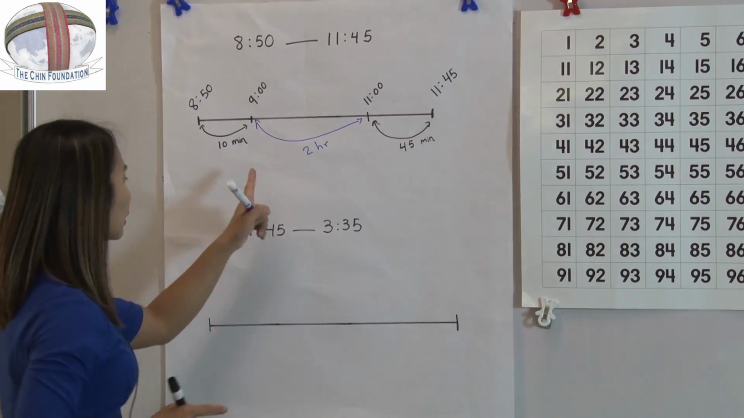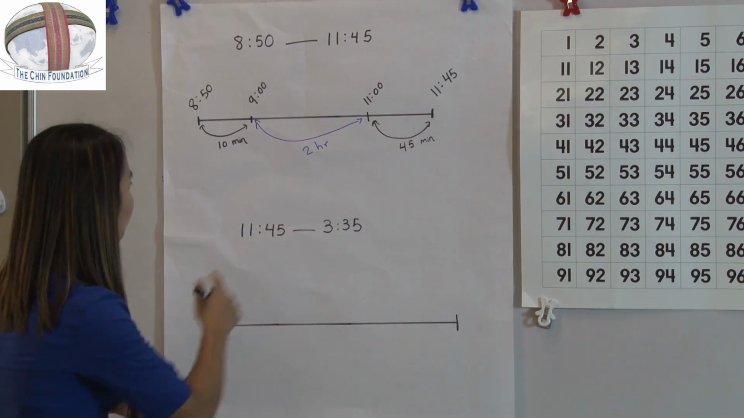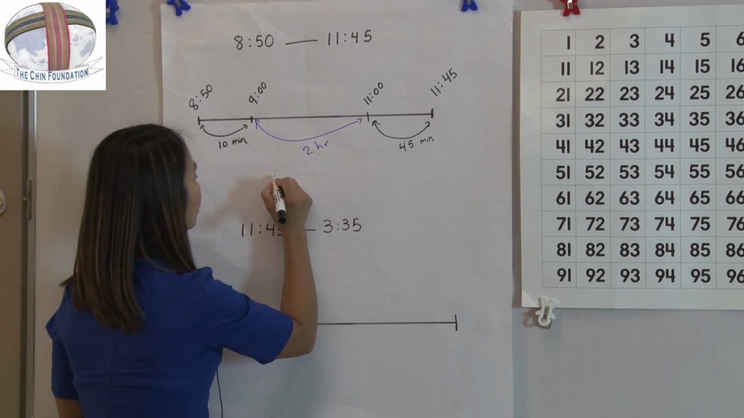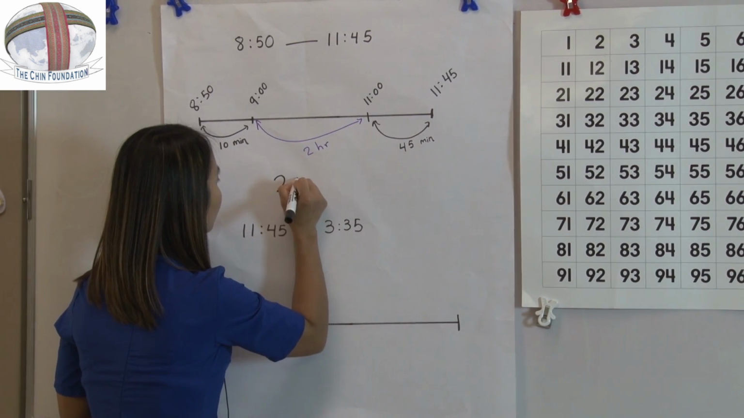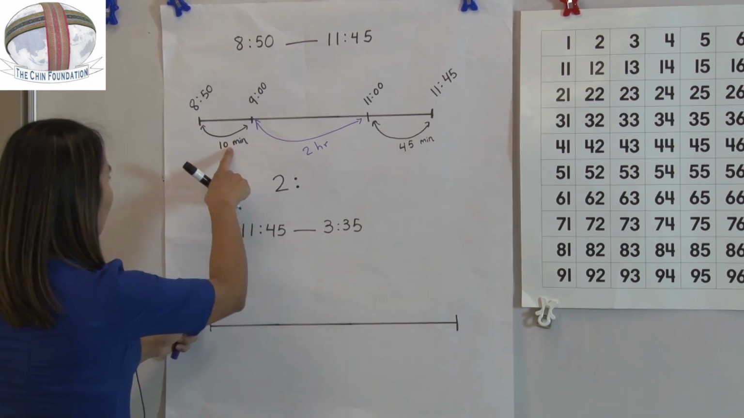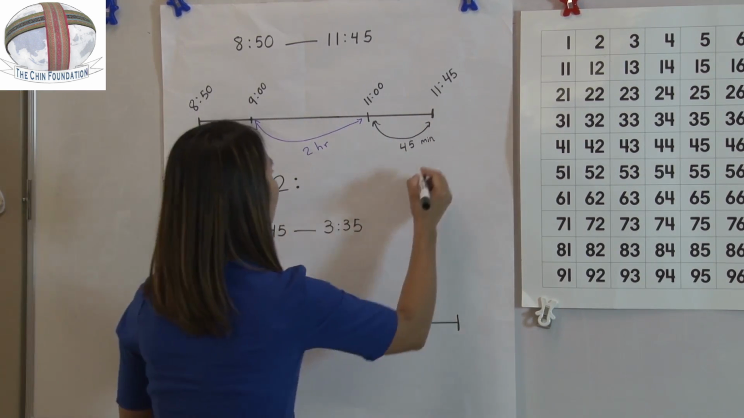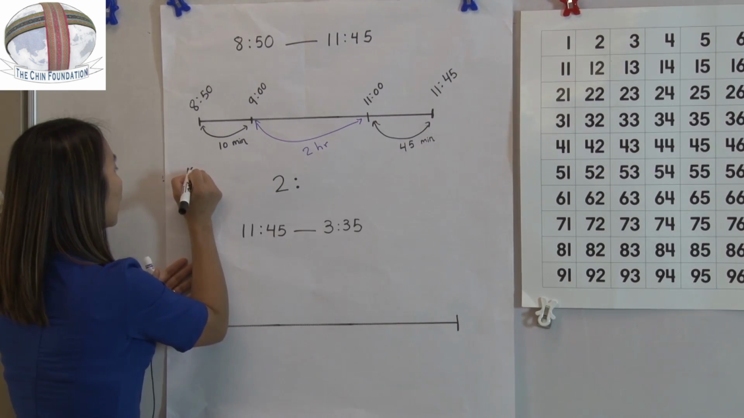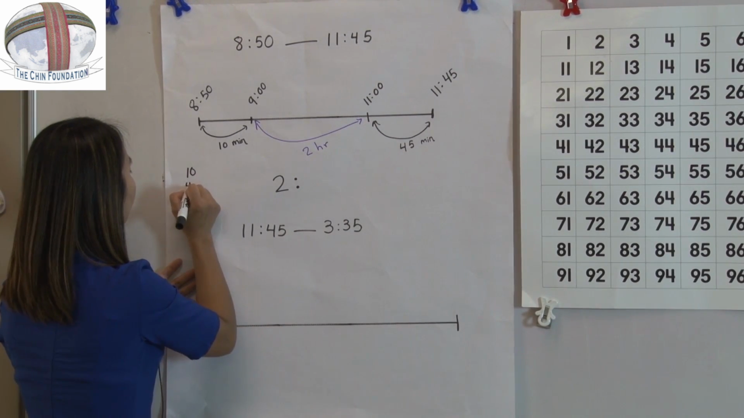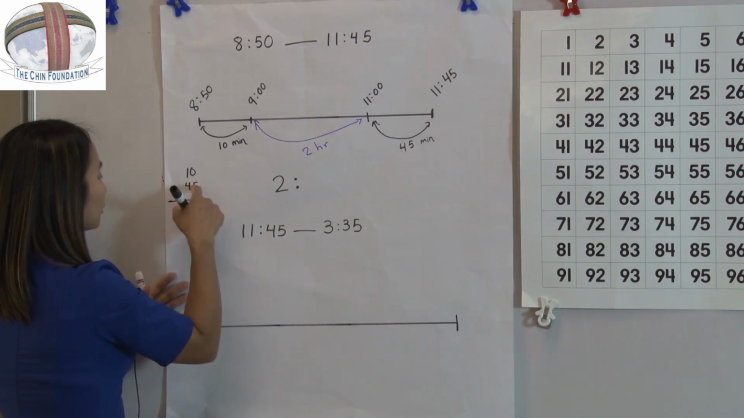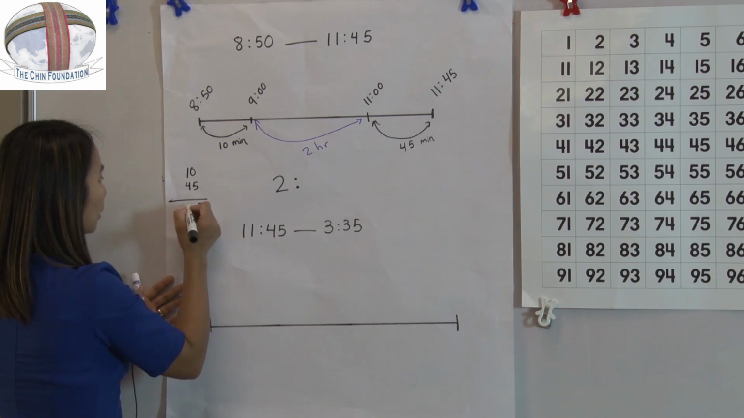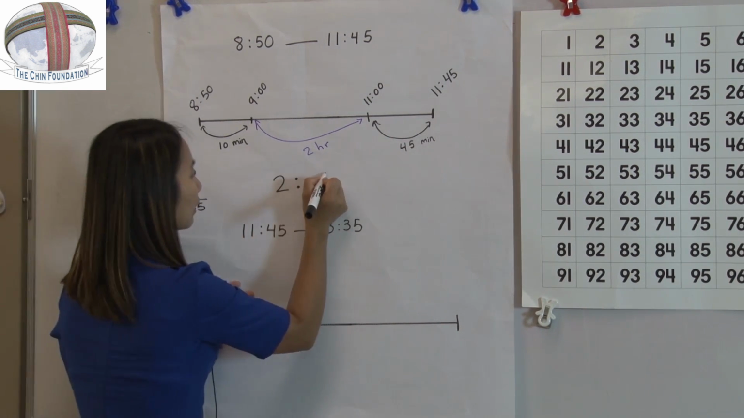Okay, the hours come to 2 hours, that means 2 o'clock, 2 hours, and now we need to add minutes. 10 plus 45. 0 plus 5 is 5, 4 plus 1 is 5. So 55 minutes.